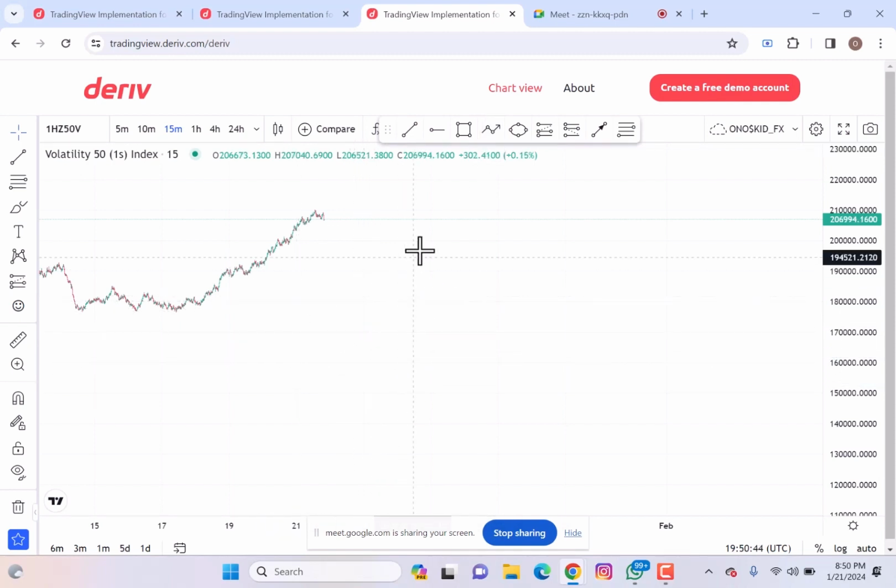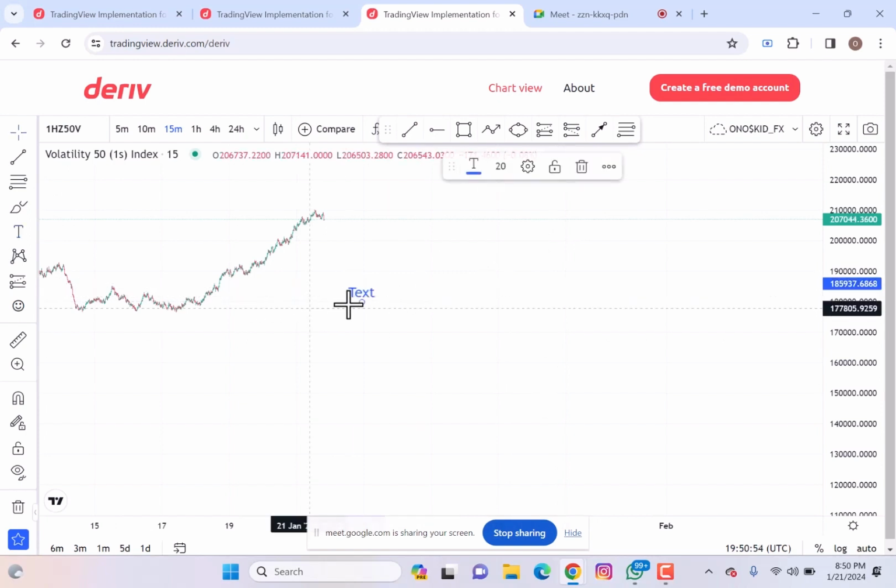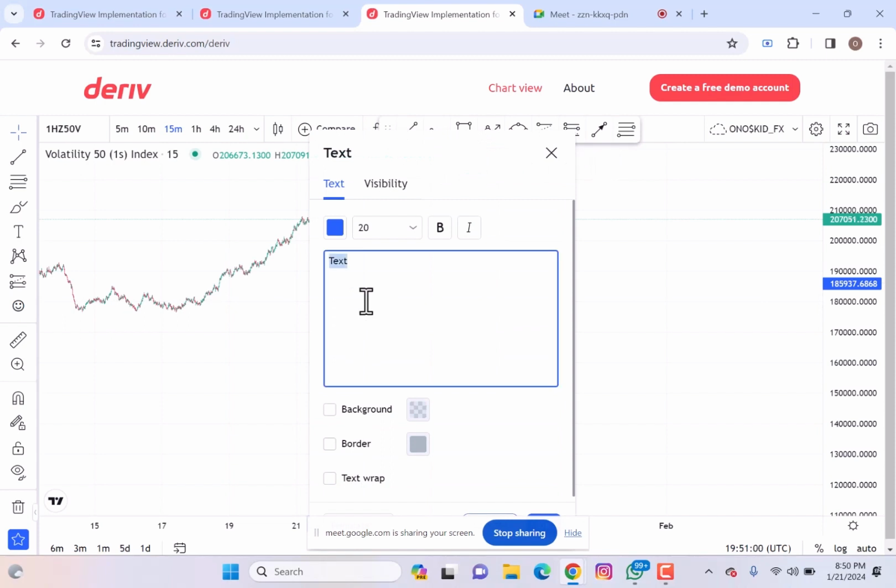Now when we talk about flags, they are of two types. You can have a bearish flag and you can have a bullish flag. Now, what is important to know about either a bearish flag or a bullish flag is your ability to recognize them on the chart.